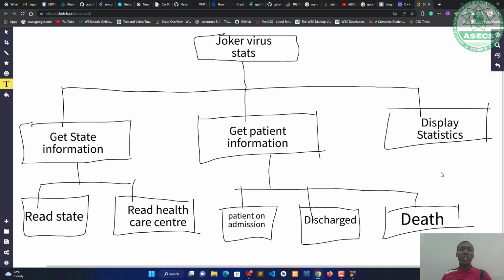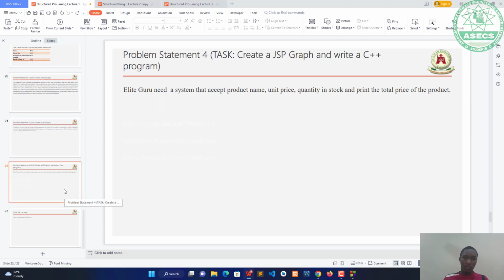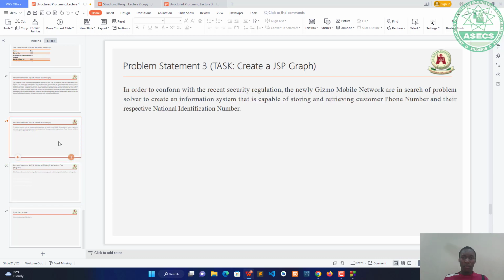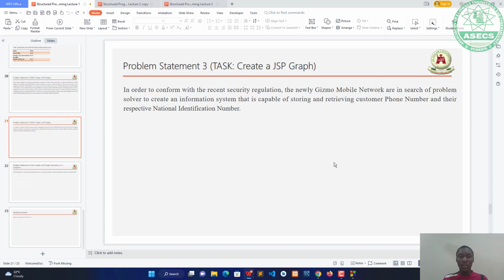I guess this problem is kind of straightforward and very simple. So yeah, we're done with this. As we can see, we are done with this slide. So now let's move on to the next slide. Alright, after this, what is the next slide? Alright, create a JSP graph as well.